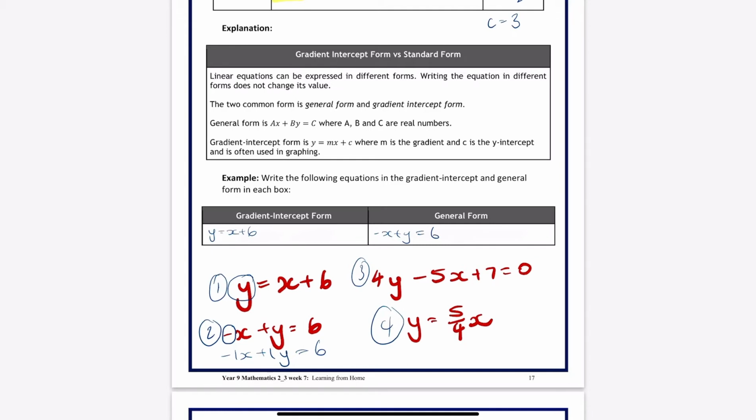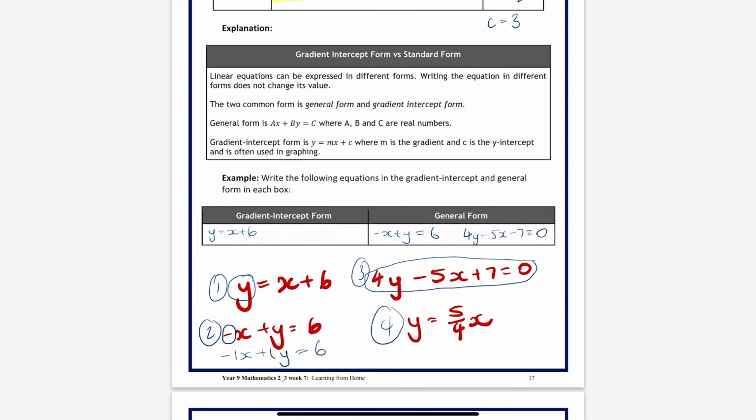Number 3 is 4y minus 5x plus 7 equals 0. It looks like it's neither, but this is actually general form as well. As long as there is a coefficient in front of y and a coefficient in front of x, and there's a constant, it is general form. So this one is our general form.